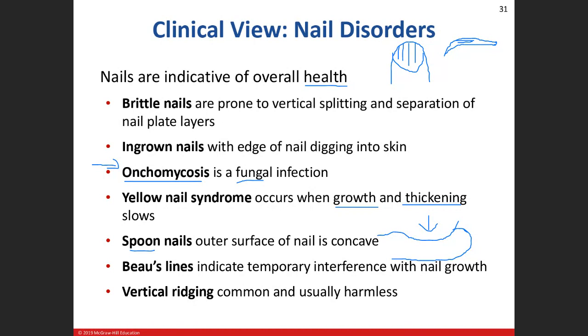Beau's lines, you'll see these right in the nail itself. You can tell when the nail stopped growing temporarily. It could be because it was damaged somehow, or stress. Again, I keep bringing up malnutrition, but it does happen. Vertical ridging is not to be confused with clubbing. Sometimes people will confuse that. If you look, you might have some. Every time I teach it, I check, and I have some vertical ridging. It's no big deal. Go up to this picture here, and you'll see where I drew those lines, just a ridge formation in some of the nails.